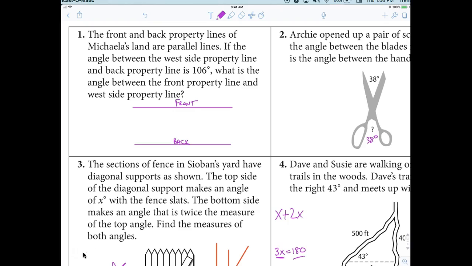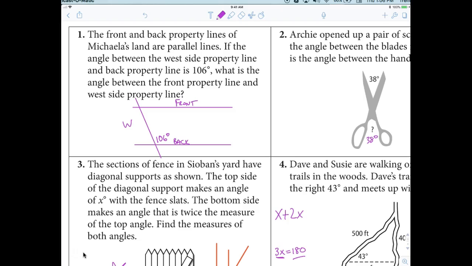Right? And now it says if the angle between the west side property line and the back property line is 106 degrees. So this would be the west. Do you agree with that? West, right? So it says this angle right here would have to be 106 degrees. Do we agree with that?